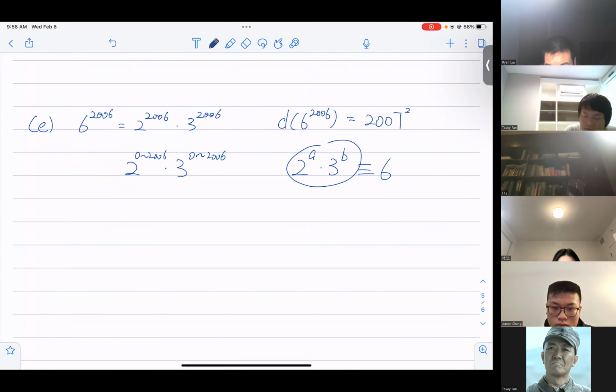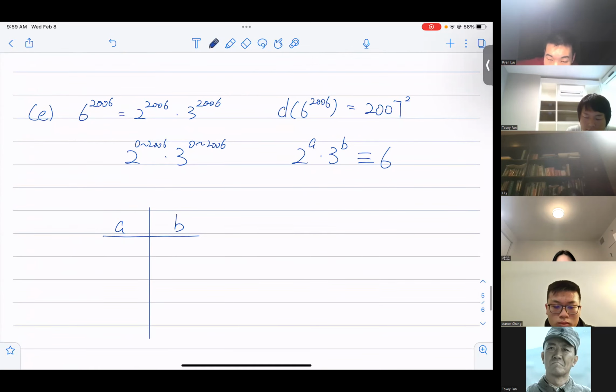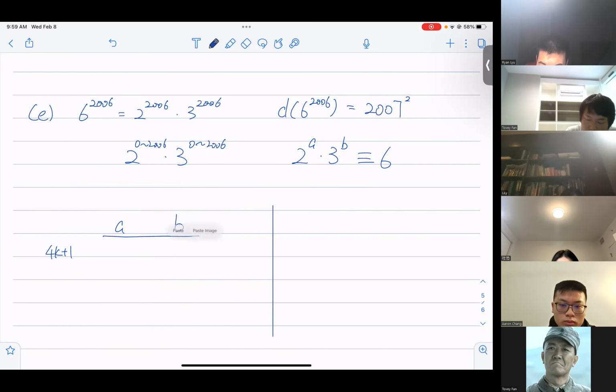divisor。So the number of divisors depends on the number of choices you have for powers of 2s and 3s, right? So we need to determine the number of choices. So for let's say A and B, you have many choices. So first, if the number of choices for A is let's say 4k plus 1, right? The first case is 4k plus 1. Then the number of choices for A, to be specific, you have. I'm gonna maybe make it bigger, like this.